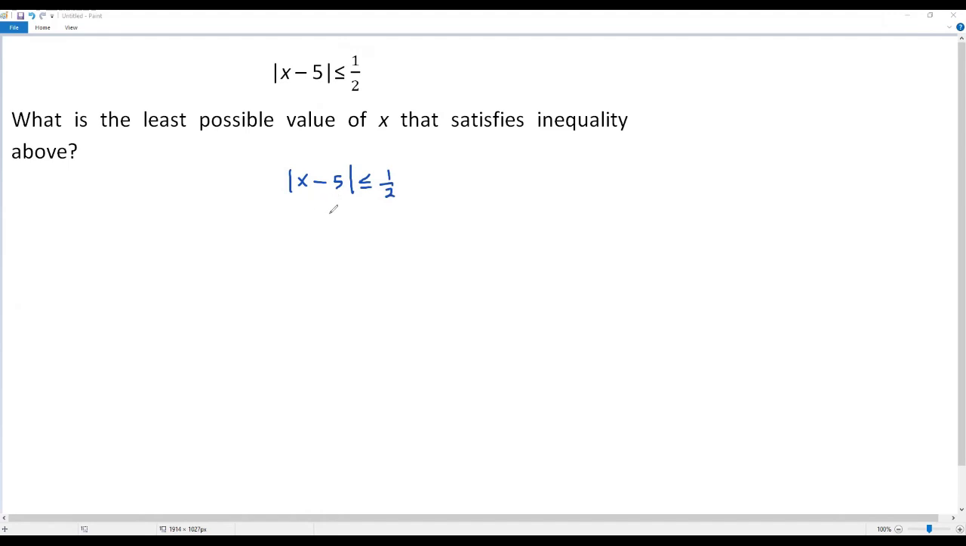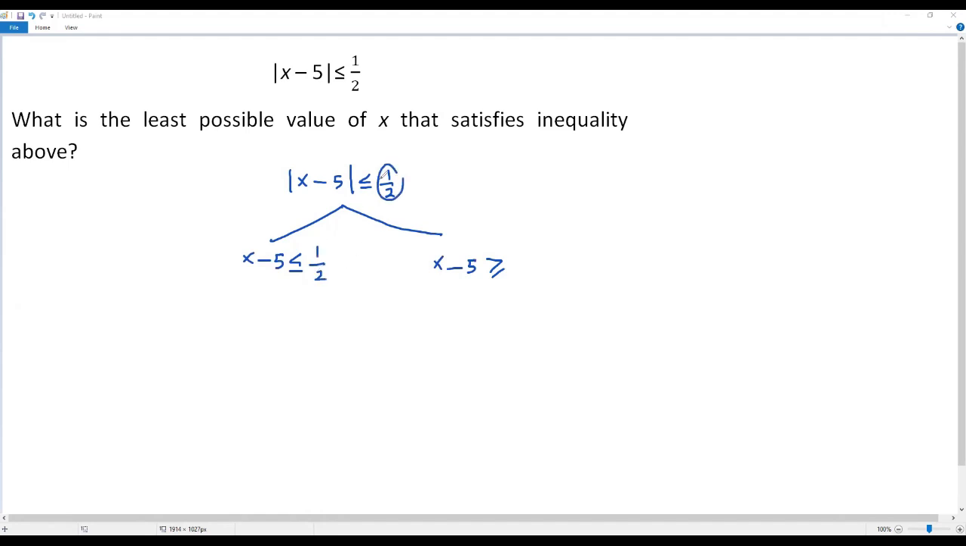Whenever I want to solve an absolute value inequality, I have to take two branches. In both branches, I keep the stuff inside the absolute value as it is. That is, here we have to take x minus 5 and here we have to take x minus 5. In the first branch, we keep the inequality sign as it is, less than or equal to. In the second branch, we flip the inequality sign, then we get greater than or equal to.